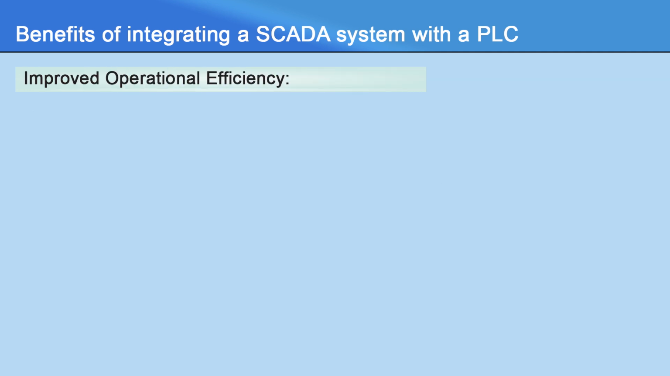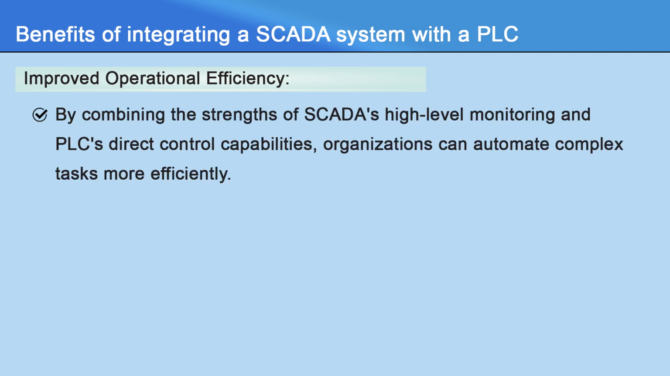Second is the improved operational efficiency. By combining the strength of SCADA high level monitoring and PLC direct control capability, organizations can automate complex tasks more efficiently. This automation reduces the manual intervention, minimizes the downtime and leads to faster and more consistent production processes.